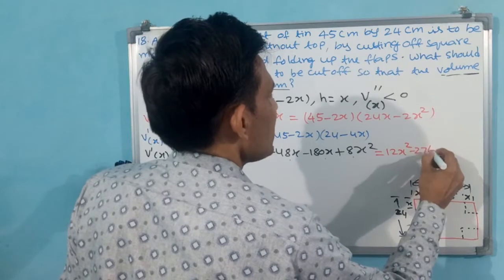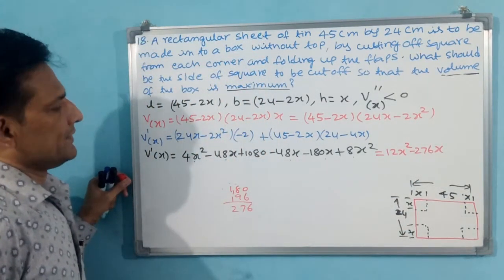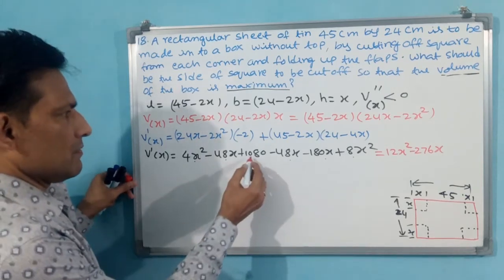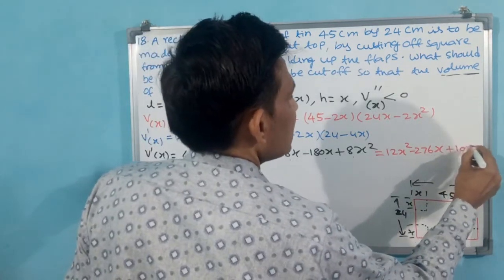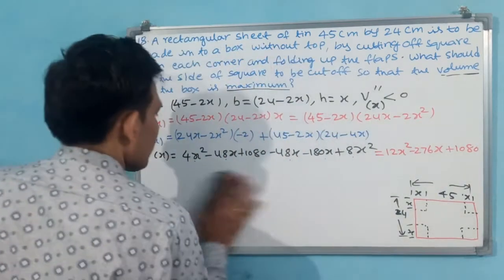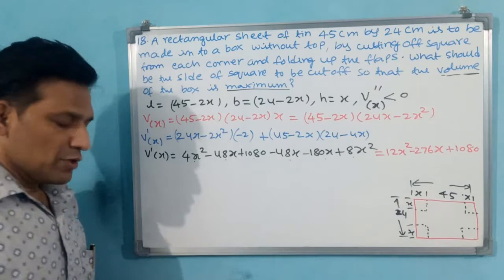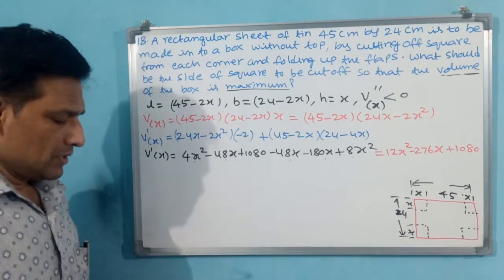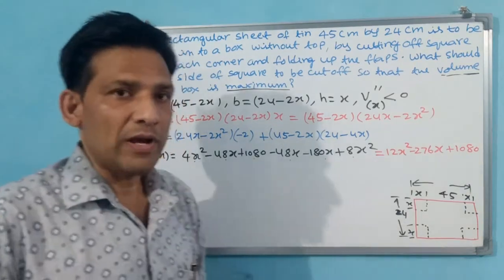minus 276x. Okay, x is also over. Now constant only, 1080, that's all, plus 1080. Okay. See, we have got V dash x. The next procedure is you make V dash x equal to 0 and find x. Why? Because in a quadratic equation, two values may come.